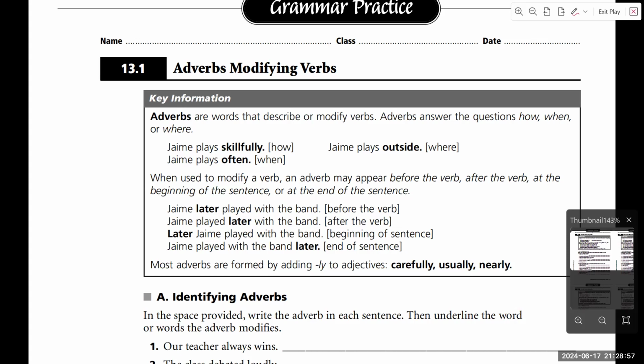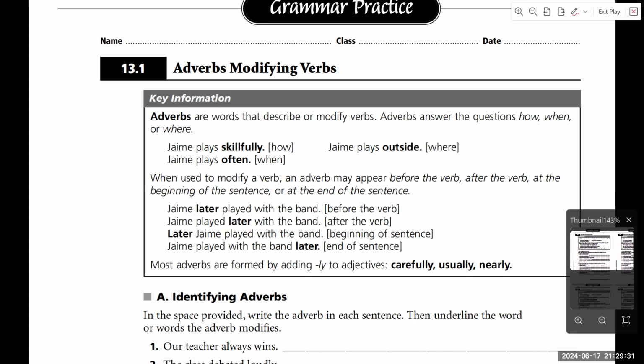Adverb and adjective are both describing words, like modifiers. The difference is, an adverb modifies or describes a verb, an action word, and an adjective describes or modifies a noun or a pronoun. Also, there are many kinds of adverb. I don't know if you remember.